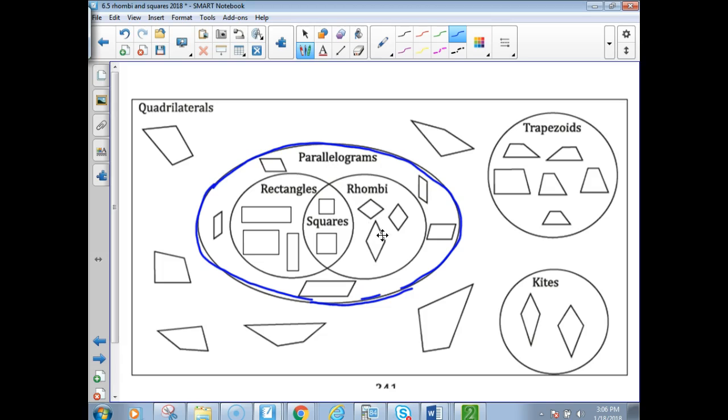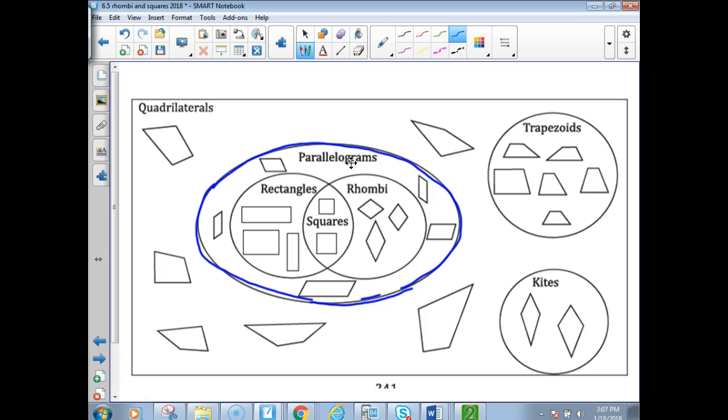Now look over here. Are all the rhombi squares? No. These are rhombi that are not squares. That's why they're outside of the square section. Now, these are rectangles that are not squares. So don't tell me every rectangle is a square. I've had people do that before. All squares are rectangles, all squares are rhombi, and all squares are parallelograms.